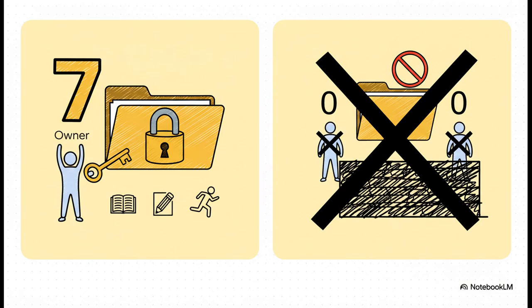But what if you have something that's for your eyes only, something you don't want anyone else to touch? That's where chmod 700 comes in. The owner gets a 7, full control, but the group and others, they get a big fat 0, absolutely no access. This is essential for private scripts or any files that have sensitive information.